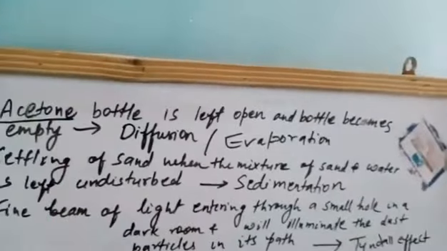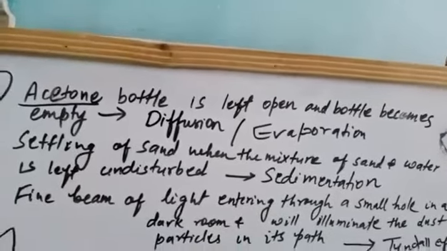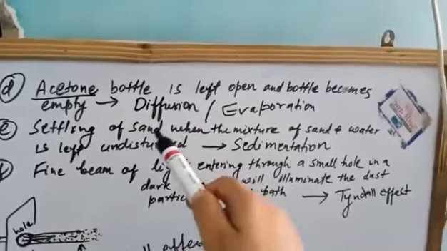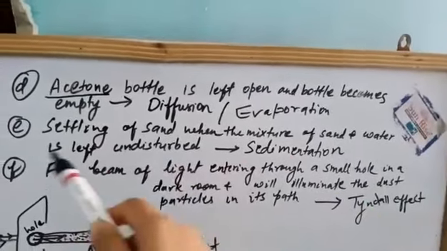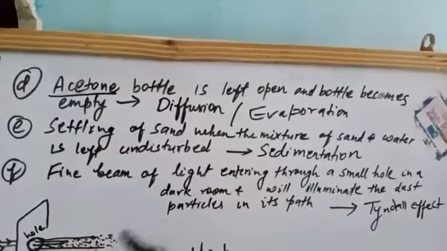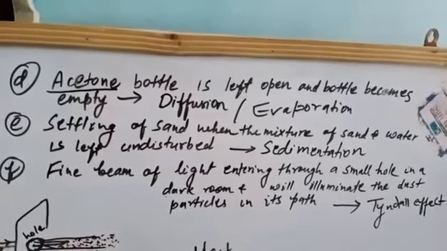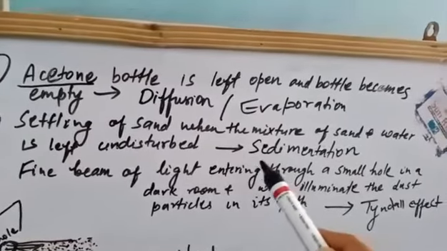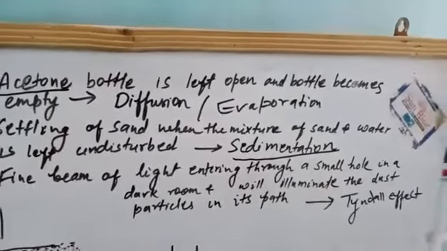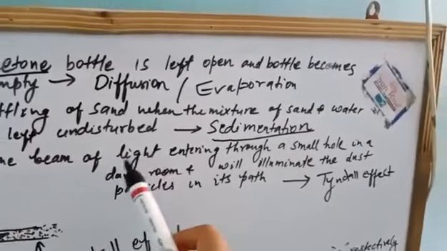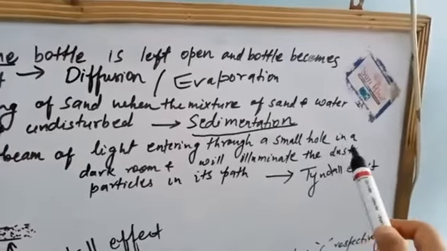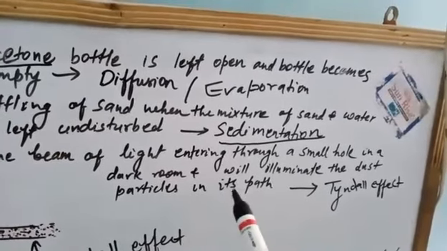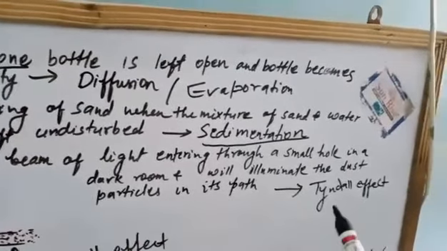Now, you can expect more than one process happening in one case simultaneously. The settling of sand, when a mixture of sand and water is left undisturbed. What is happening when the sand is getting settled at the bottom of the vessel containing water? It means the sedimentation process is happening. Simple process. Then, a fine beam of light entering through a small hole in a dark room will illuminate the dust particles in its path. So it is the Tyndall effect.